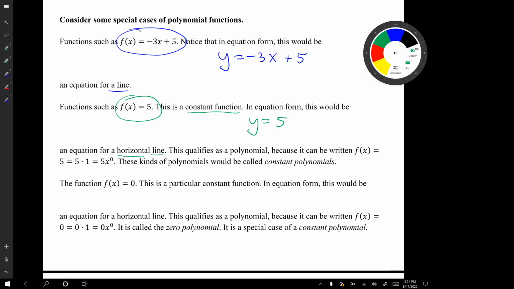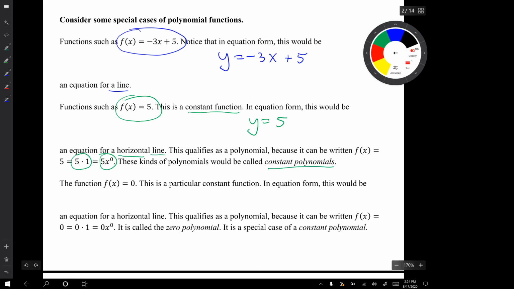So this qualifies as a polynomial because it can be rewritten as f of x equals 5, which is equal to 5 times the number 1, which is equal to 5 times x to the 0 power. So in other words, a power function with a non-negative integer exponent multiplied by a real number. So that is a polynomial. It's what's called a constant polynomial.